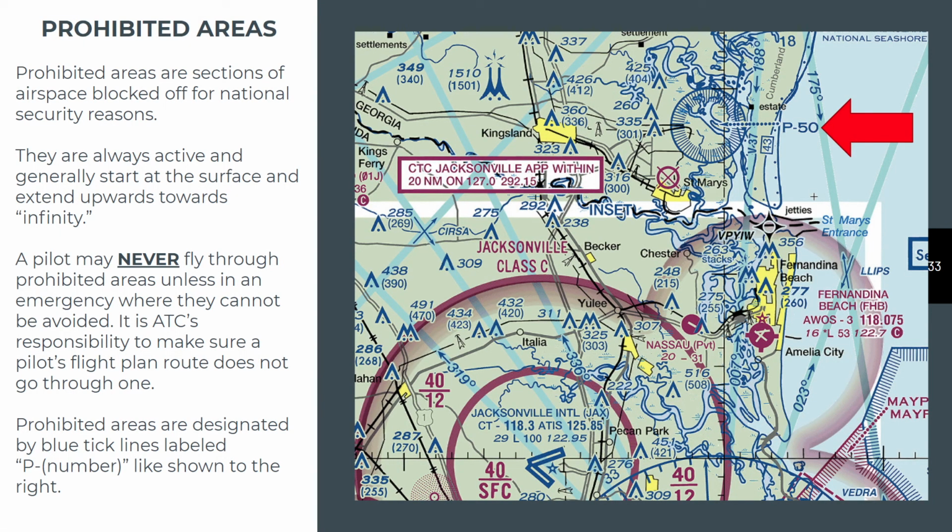Okay. Prohibited areas are exactly what they mean. In the real world, pilots can never fly into a prohibited area, ever. Here's a good example. I don't even know what it means or why it's there, but that's prohibited for some reason. In VATSIM, they can fly in there, and we don't even tell them that they can't fly in there. You just need to know that that's there because you're a controller. Again, blue hash marks with a circle around it, and it's marked with a P. You can look online and see what P-50 means, and it'll tell you.